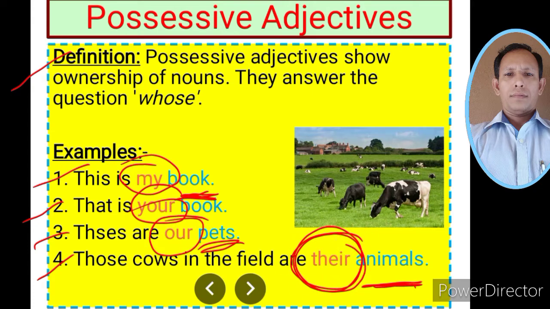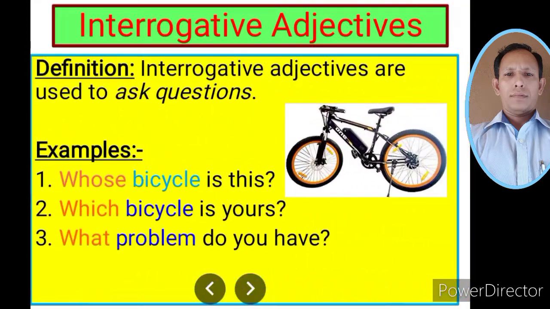They are possessive adjectives and they show ownership. Whose? The book belongs to whom? In the first sentence the book belongs to me, and in the second sentence the book belongs to you. So the possessive adjectives are showing ownership and they are answering the question whose book, whose pets, whose animals. These possessive adjectives are answering my book, your book, our pets, their animals. Okay. So you have a clear understanding of adjectives and different types of adjectives.